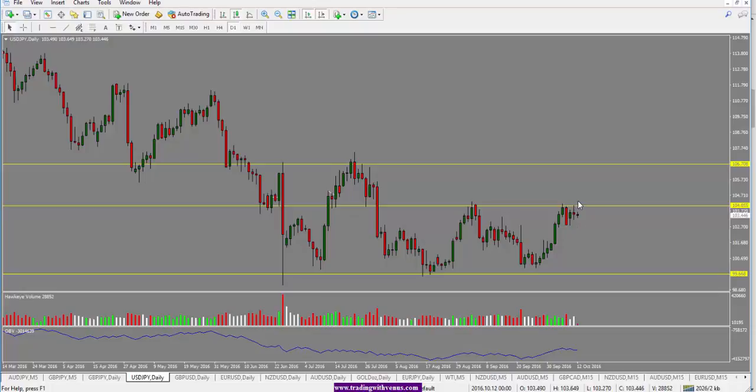If the price manages to close above this level, then we'd be looking for a move to the upside. However, if the price stays below the 104 level, we're looking for a further move down back into this range.